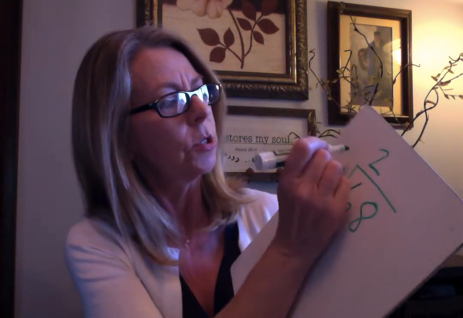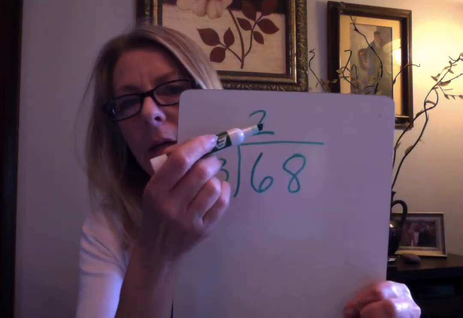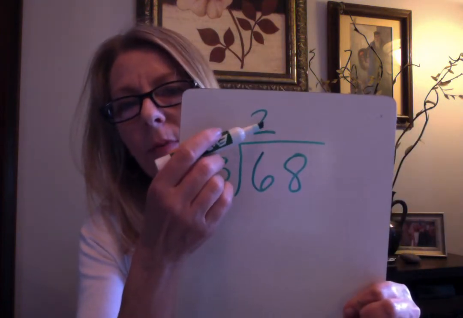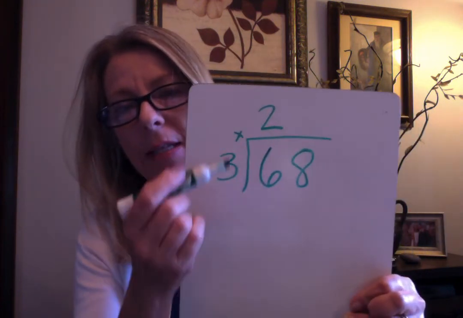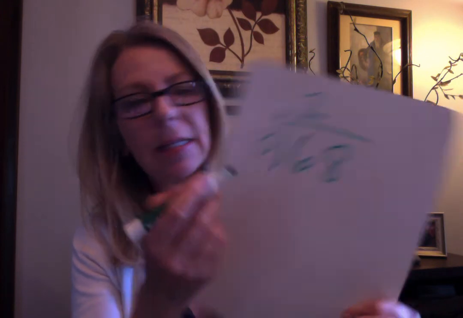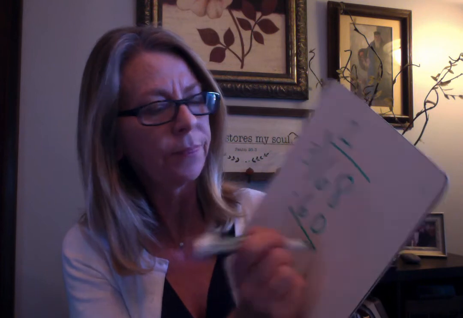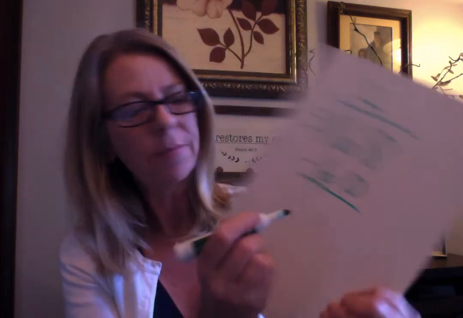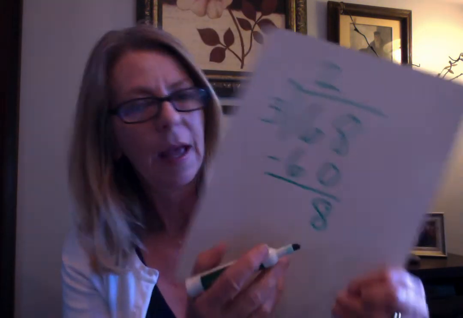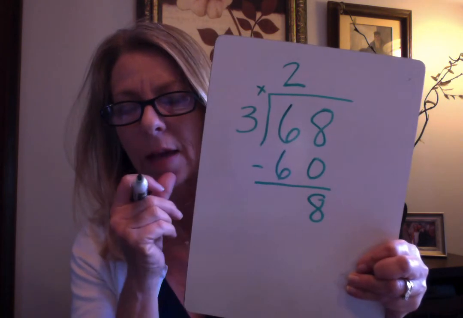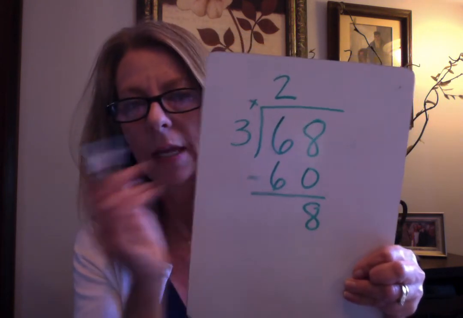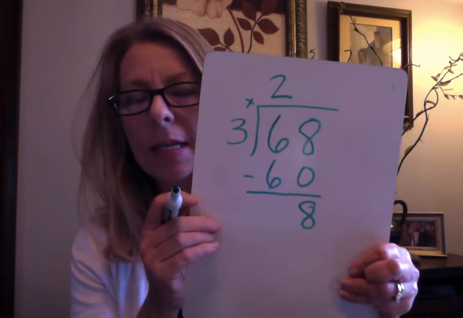Next step is to multiply. 2 tens times 3 is 6 tens. And we write 6 tens as 60. And then we subtract. And we've got 8 ones. And we want to put those into 3 equal groups. Okay, so let's see now.